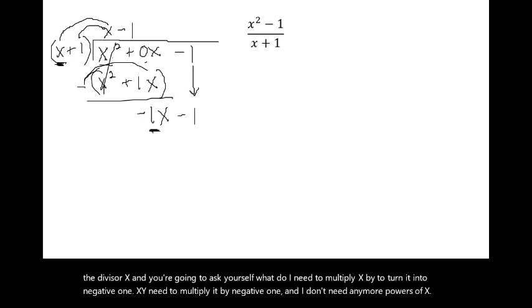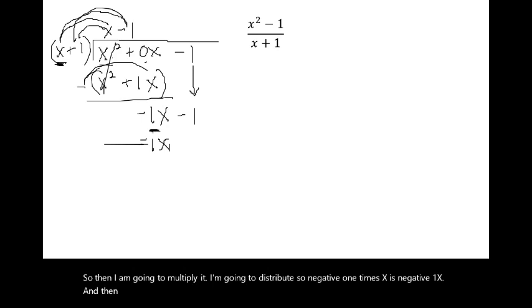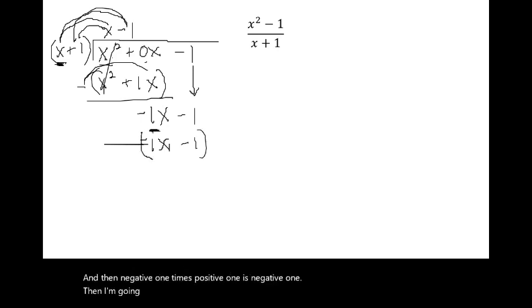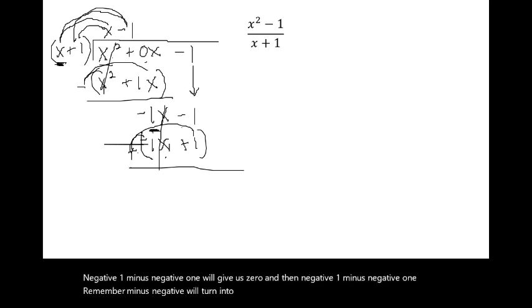So then I am going to multiply and I'm going to distribute. So negative 1 times x is negative 1x. And then negative 1 times positive 1 is negative 1. Then I'm going to put parentheses around each of these, and I'm going to subtract each of these. So negative 1x minus negative 1x will give us 0. And then negative 1 minus negative 1. Remember, minus negative will turn into addition. Negative 1 plus 1 gives you 0.